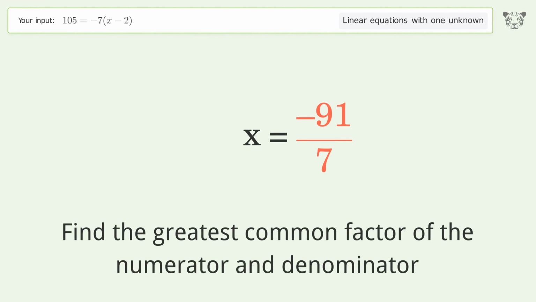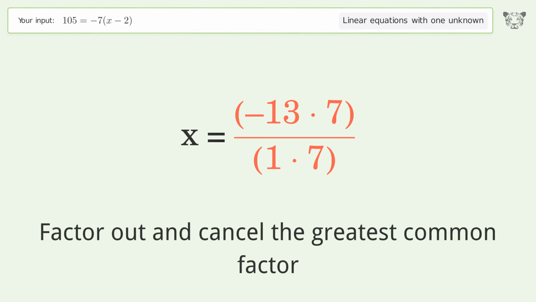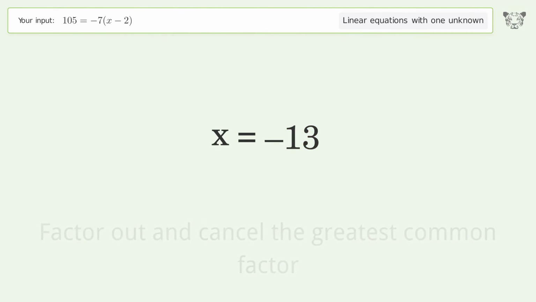Find the greatest common factor of the numerator and denominator. Factor out and cancel the greatest common factor. And so the final result is x equals -13.